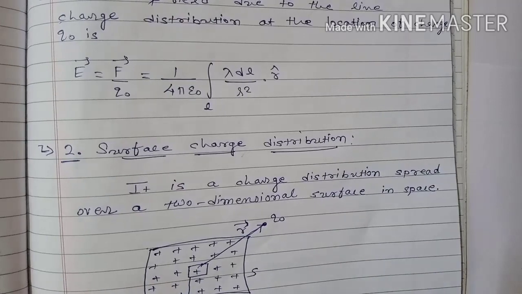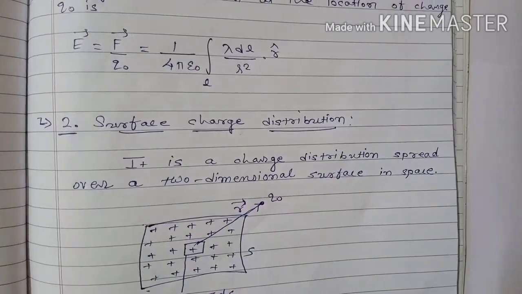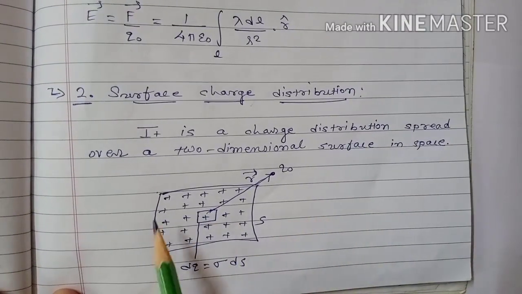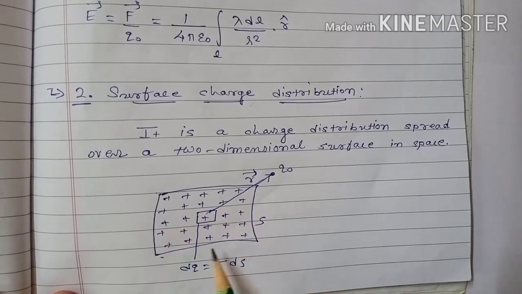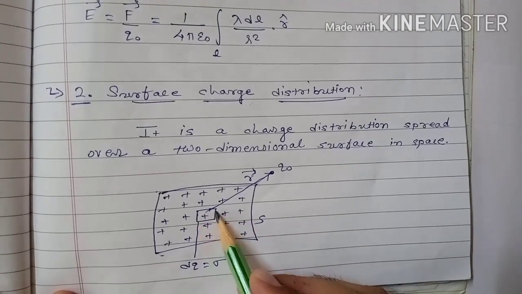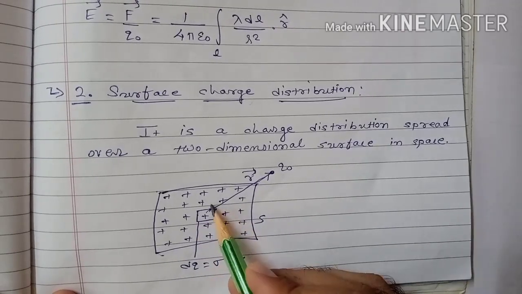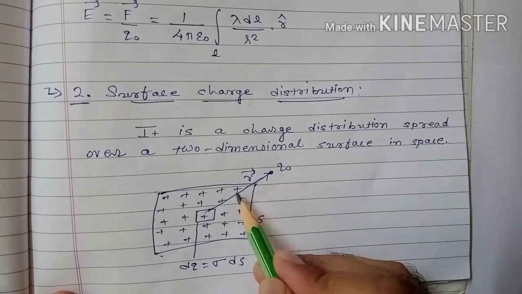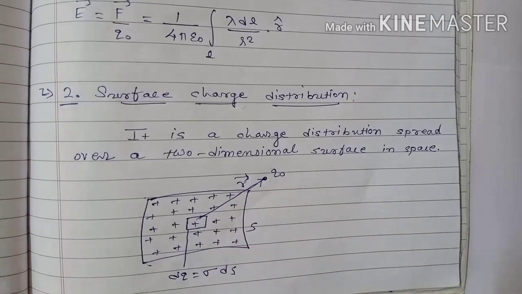Second, surface charge distribution. It is charge distribution spread over a two-dimensional surface in space. If charge is distributed in two-dimensional space like this, suppose charge is distributed on any surface having surface area S, and if we consider a small element, and the charge contained in this small element is dq, and we want to find its effect on test charge q naught, which is placed at a distance r. So position vector is r vector.